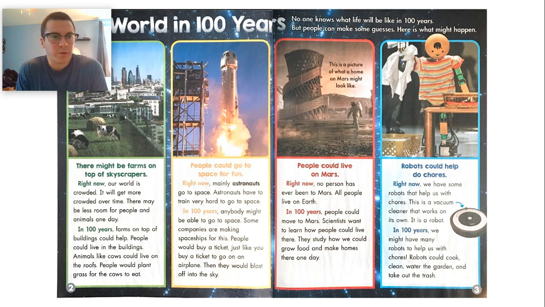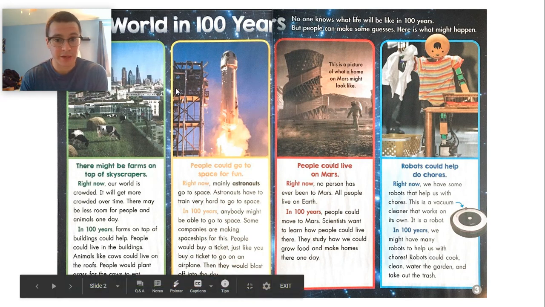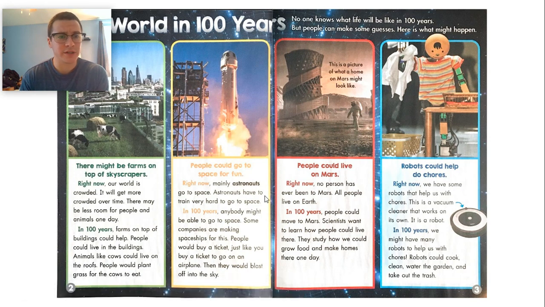All right. What does the word astronauts mean? Well, I know where to find astronauts because I see this spaceship going off right here. I see the bolded word astronauts here, so I know that the answer will be in this section. So it says people could go to space for fun. Right now, mainly astronauts go to space. Astronauts have to train very hard to go to space.